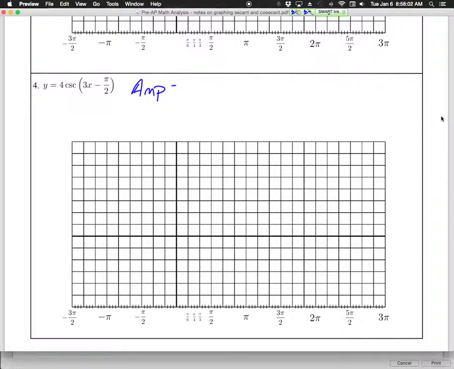So what is my amplitude in this case? 4. The period? 2 pi over 3. Okay, what about a shift? Pi over 6. How much? Pi over 6. Which direction? That way. Pi over 6 to the right. How many marks is pi over 6 going to be? It's going to be 1 period mark.